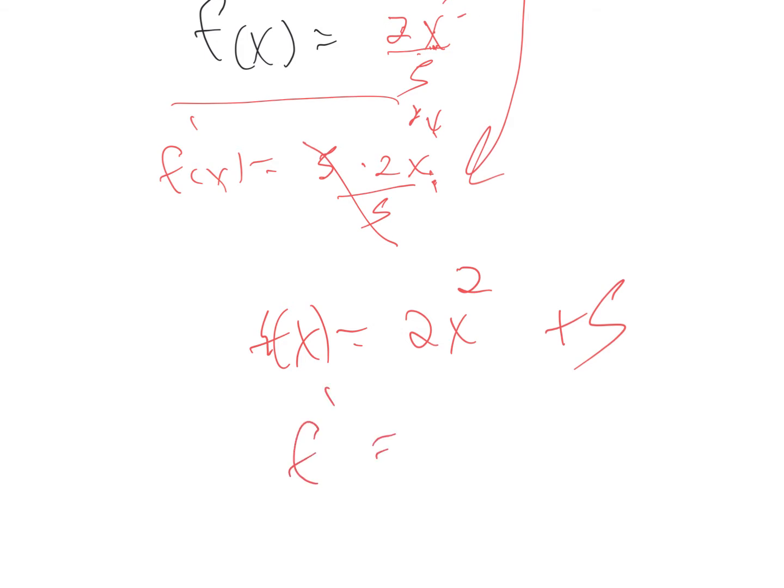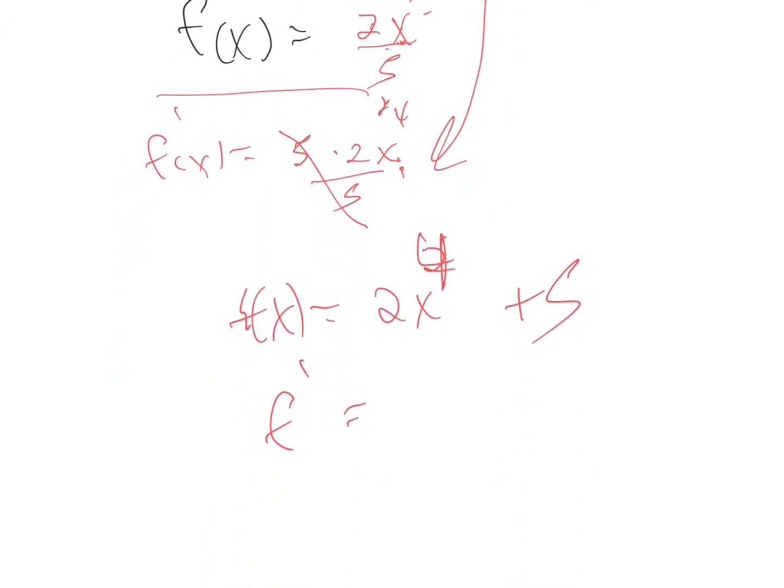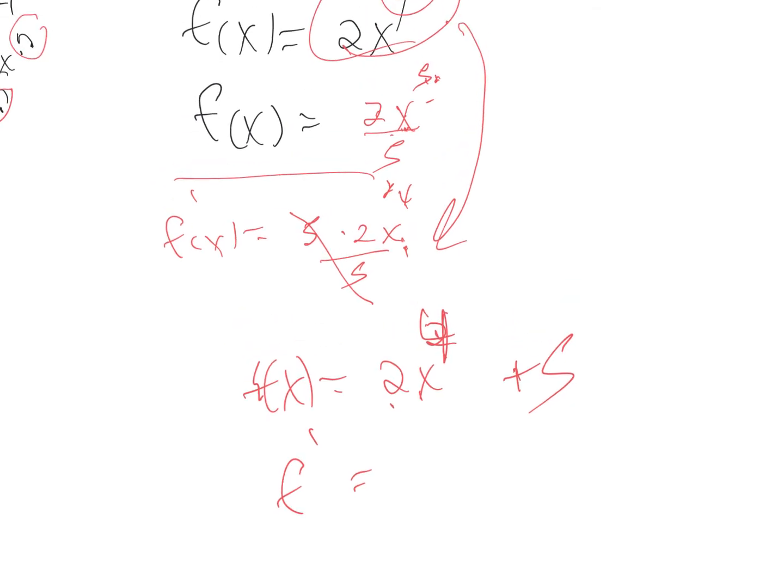Was it 2x to the... what was it? 2x to the 4th. Where'd I get the 5? It was 2x to the 4th. So what if I got 2x to the 4th plus 5? Would that give me the same derivative that I just got a minute ago? Yeah, it would give me the same answer because the derivative of 5 is 0.